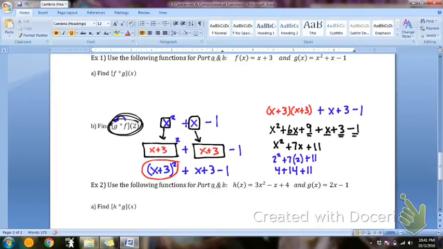So 18 plus 11 is 29. So we'll put our final answer together. g of f of 2 equals 29. That's what we're going for there.